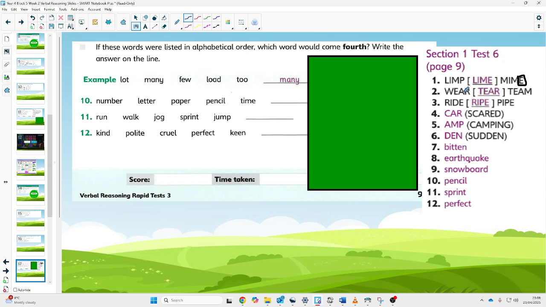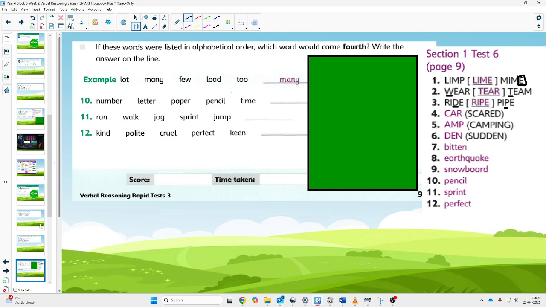Number 2, where. If we change the W, and we know we're going to be doing that because we've got the T here, to tear, and then it becomes team. And then ride. How do we know which we're changing? We've got the P here. So we change the P in ride to ripe, and then pipe.